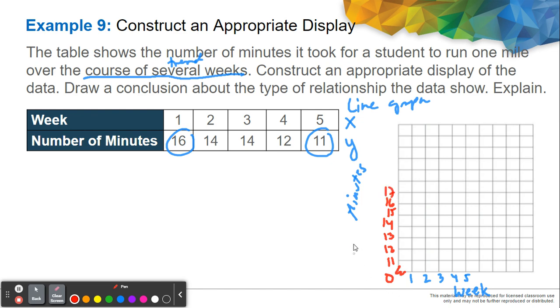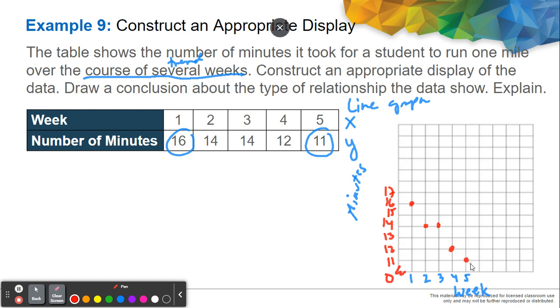Okay, so let's plot for the first week. The student runs 16 minutes for 1 mile. For the second week, we have 14 minutes. For third week, we have 14 minutes. For fourth week, we have 12 minutes. And then for the fifth week, we have 11 minutes.